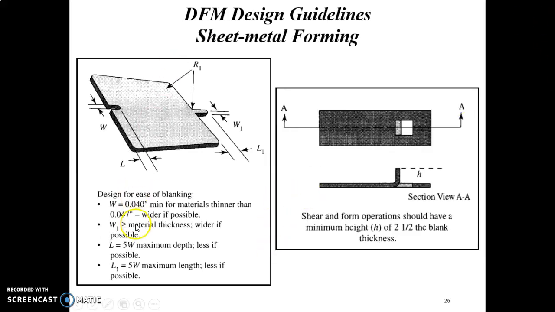This is the design for ease of blanking for sheet metal forming. Sheet metal working generally incorporates cutting and forming operations on thin sheets of metal. Typically the thickness of sheet metal is between 1/4 inch and 1/64 inch. So there are different types of metal forming operations, which are bending, shearing, blanking, punching, and stamping, etc.